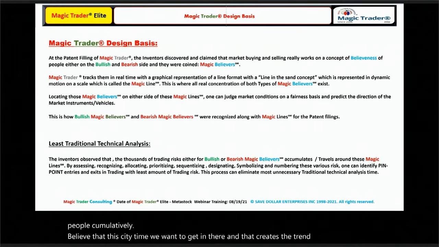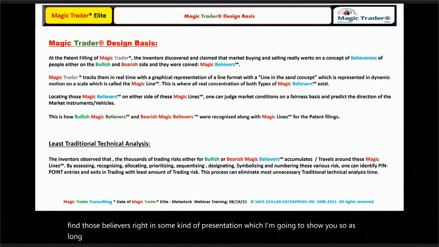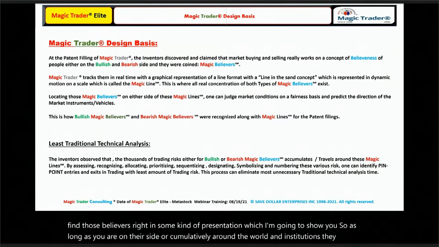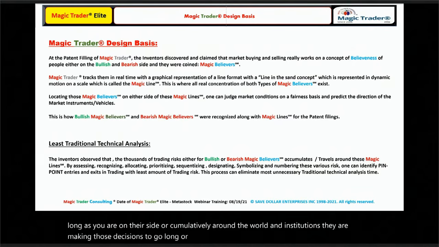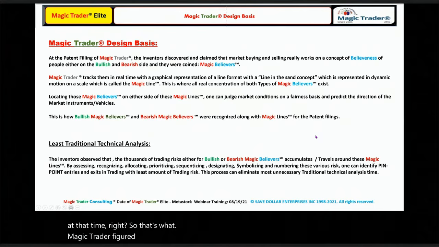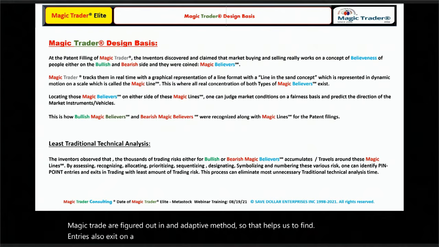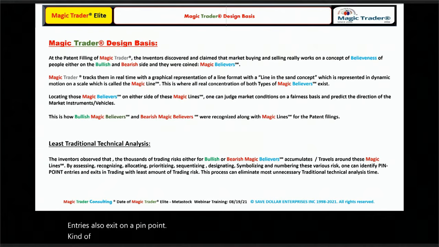So we need to find those believers in some kind of presentation, which I'm going to show you. As long as you are on their side, what people and institutions cumulatively around the world are doing is making those decisions to go long or short. They believe in that. That's what we call believers. That's what Magic Trader figured out in a dynamic and adaptive method. It helps us find entries and also exits in a pinpoint method, and it includes those risks. It also forecasts as we go. So we're going to show you some of these things.